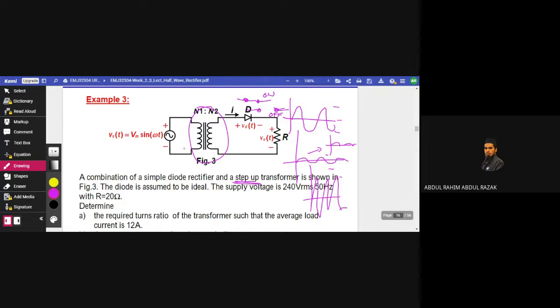We have here a diode, a 20 ohm load, and a source of 240 volt RMS. Redraw the circuit and key in all the data required. The question is: determine the required turn ratio of the transformer, how much N1 to N2, to provide the load current of 12 ampere. So 12 ampere goes to the load.